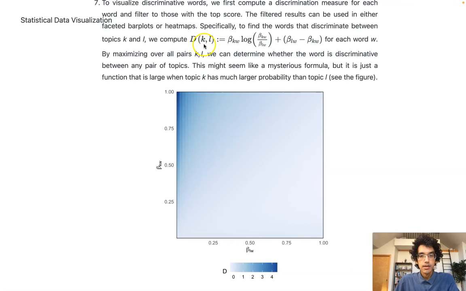So you're going to have a really high discrimination measure when you have really low probability in beta_lw, but really high probability in beta_kw. So this is a word where for topic L, it's just not that common, but for topic K, it's really common. It might be 0.75 versus 0.5. That is going to have a really high measure D. And you do this for every pair of topics, K and L, and then you just take the largest across all the pairs, and that is your measure of how discriminative this word is across all the topics. You can now try sorting all the words according to this measure and just visualizing those words.